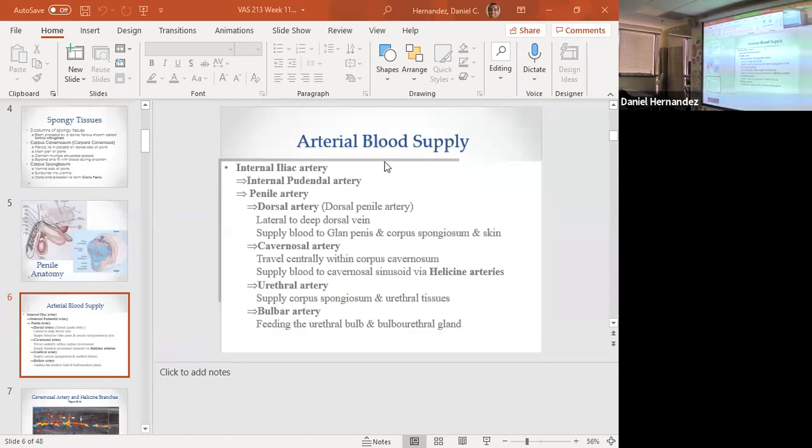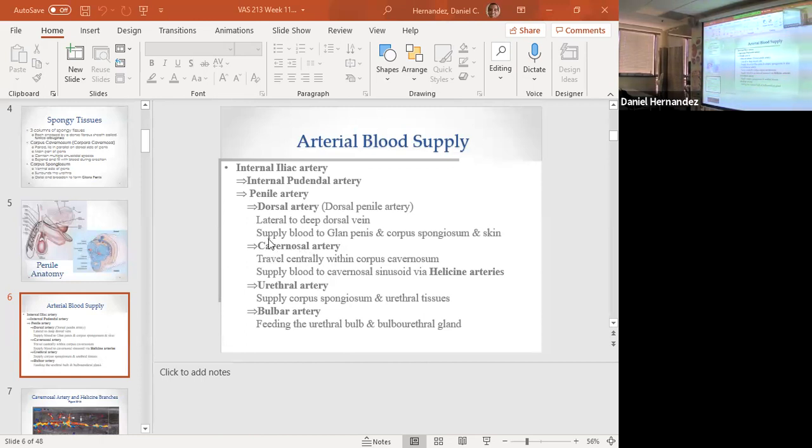With arterial blood supply, the main source is going to be the internal iliac artery. This travels through the internal pudendal artery, which then runs into the penile artery. We have the dorsal penile artery. This supplies blood flow to the lateral and deep tissues. The dorsal artery is drained by the deep dorsal vein. The dorsal artery supplies blood flow to the glans penis and the corpus spongiosum, as well as the skin.